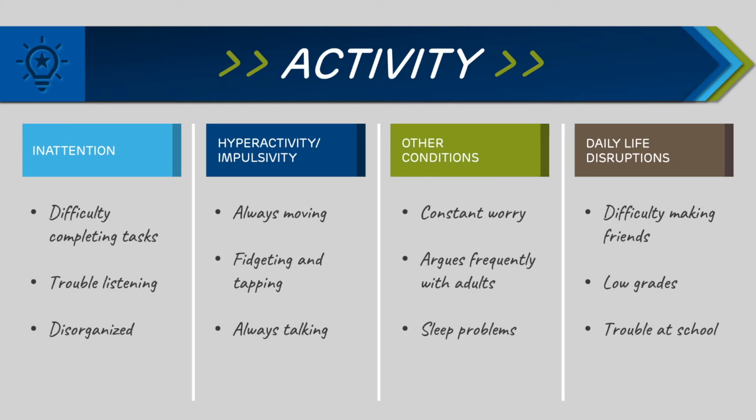On the screen, I have filled out a table to help guide you in making yours at home. Your table does not have to look like mine, as every child is different. These are some examples of challenges your child might be facing at home and at school. Under inattention, children might have trouble completing tasks, listening, and staying organized. For hyperactivity/impulsivity, they might display constant moving, fidgeting, tapping, and talking. Some other conditions they might be experiencing are constant worrying or arguing and trouble sleeping. Lastly, for daily life disruptions, they could experience difficulty making friends, low grades, and getting into trouble at school. There will be more information about other conditions and daily life disruptions in videos 2 and 3.